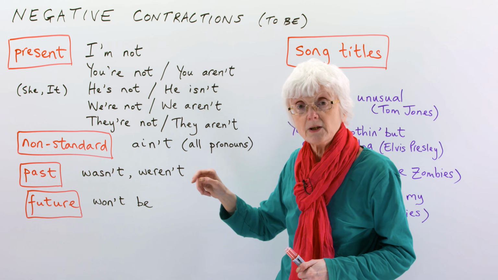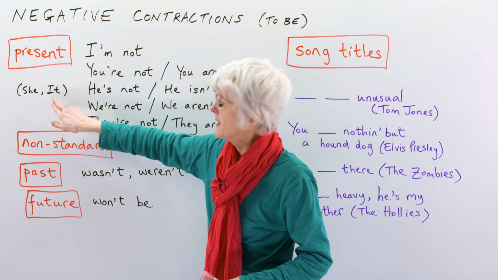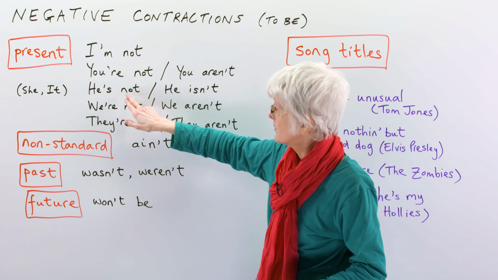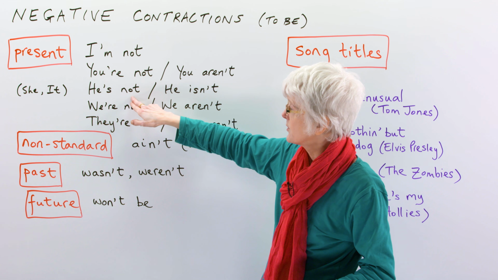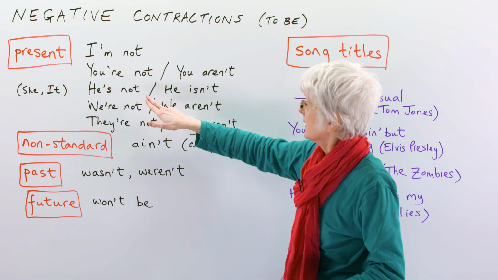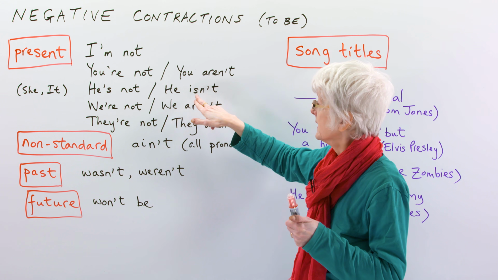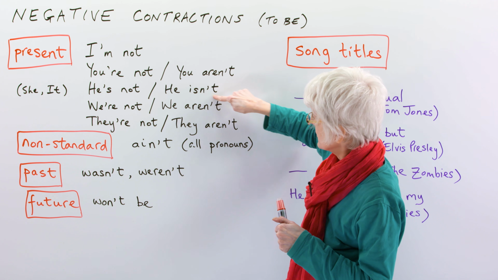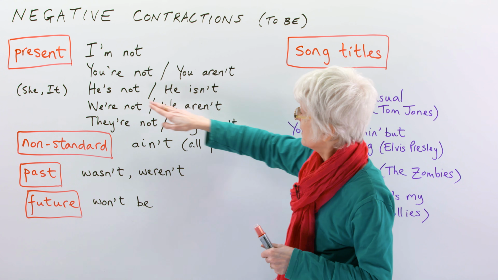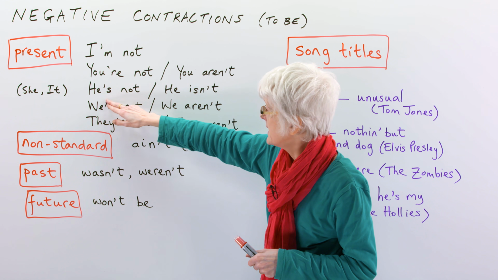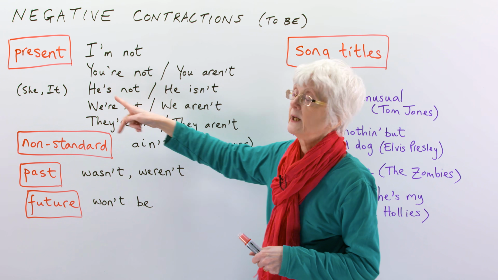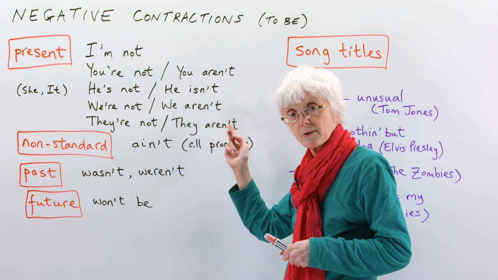Okay, then the third person singular. So it's he, she, it, third person singular. So it's either he's not, for he is not, he's not, or she's not, or it's not. Or it can be he isn't. And again, it's the not part that gets the apostrophe rather than the is part. He's not or he isn't. She's not, she isn't. It's not, it isn't.